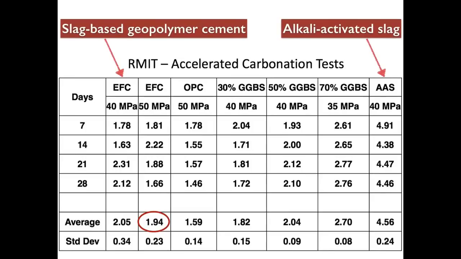The average is 1.94, and of course Portland clinker is the best, but today it is practically no longer used. They are always a mixture of Portland and slag. So we compare the carbonation for geopolymer concrete and regular Portland. It is the same magnitude, and alkali-activated slag concrete is the worst.